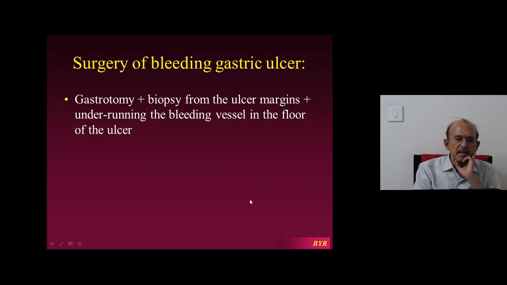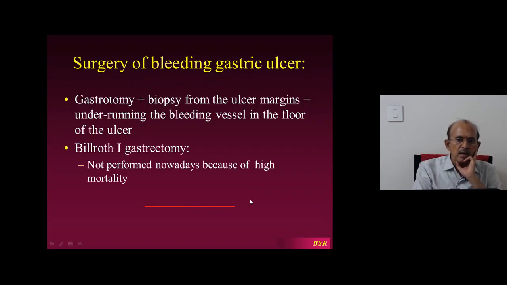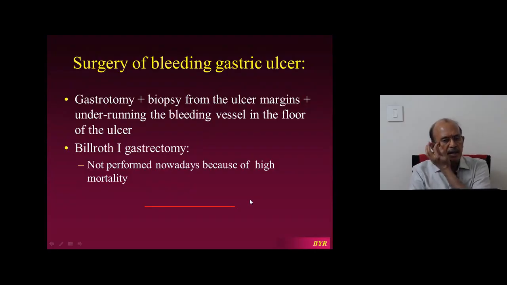Surgery for bleeding gastric ulcer. Do laparotomy, do gastrotomy, means you open the stomach, take biopsy from the ulcer margins, then underrun the bleeding vessel on the floor of the ulcer. Billroth-1 gastrectomy can be done, but in a patient who is bleeding and in a bad state, if you do Billroth-1 gastrectomy, the complication rate and mortality will be high. That is why it should not be done.